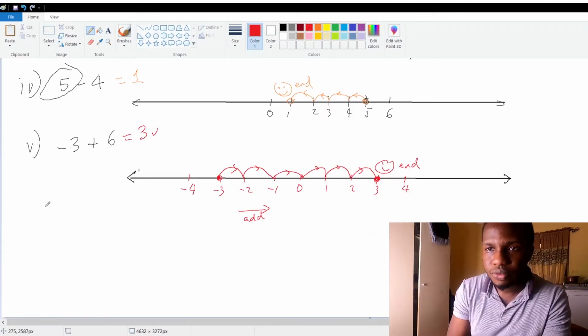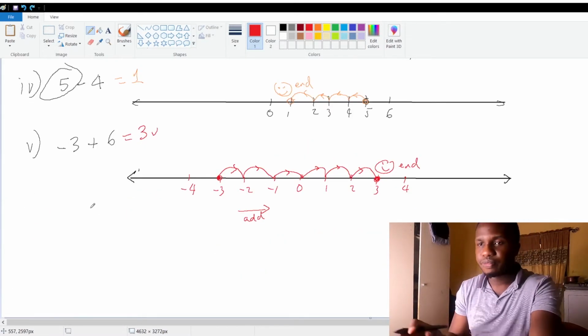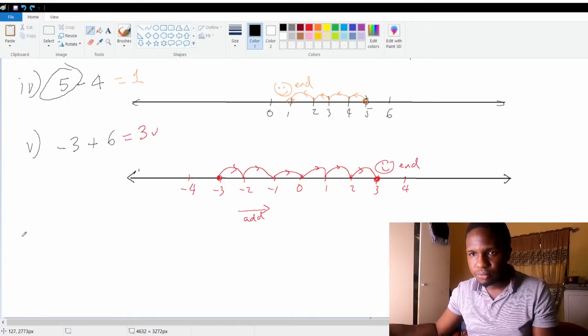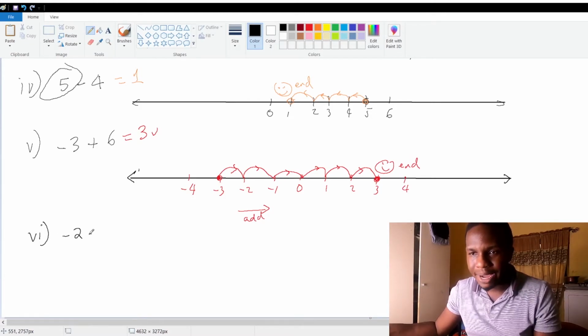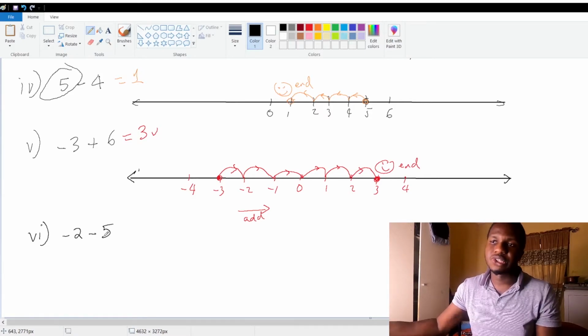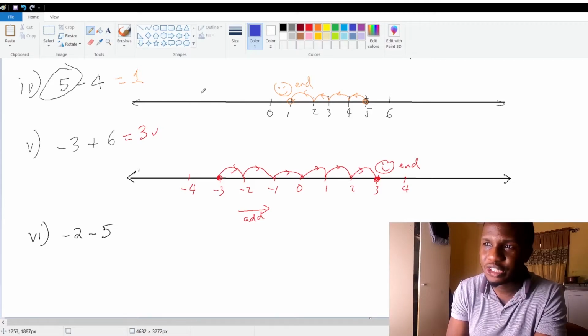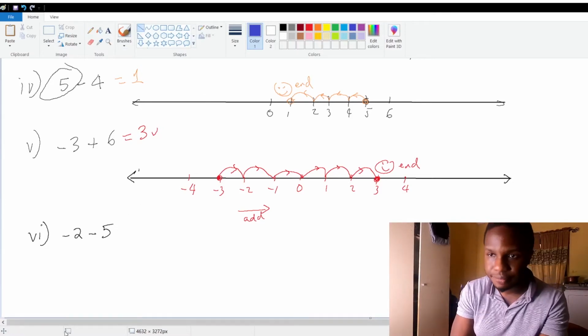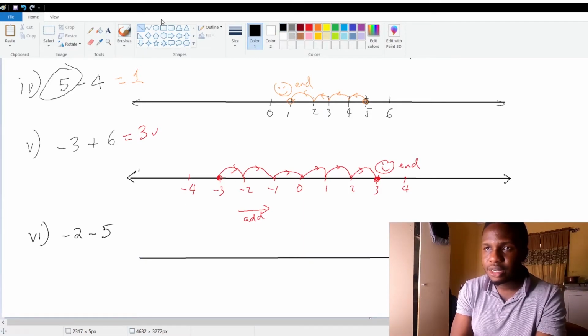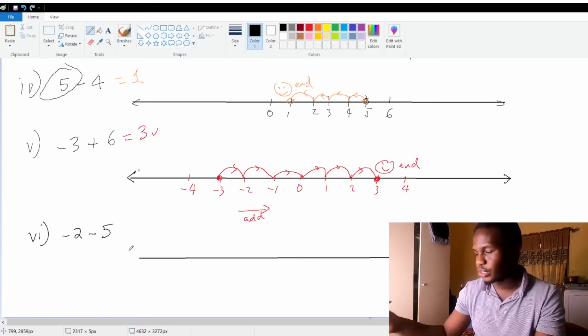Let's do, let me undo that. Let me switch back to my black. Let's do -2 -5. Okay? How do we do this? Same process, use a number line. Let me change the color of the number line just for variety. Let's draw this. Okay, you have a blue number line here. And let's put on some numbers on this number line.